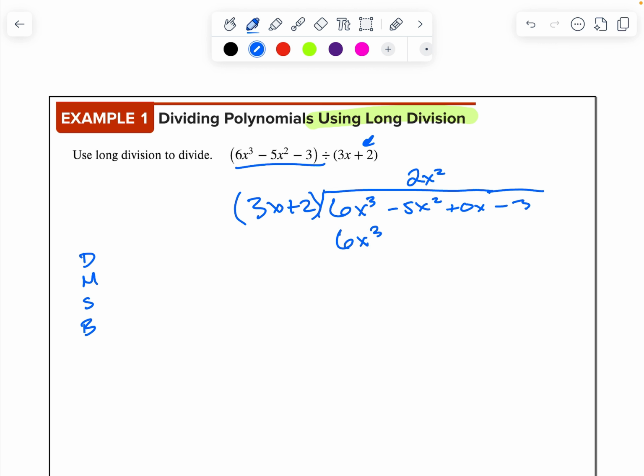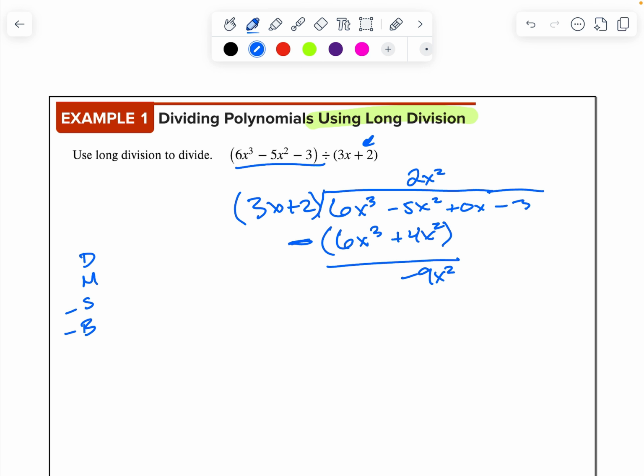2x squared times 3x is 6x to the third. 2x squared times 2 is plus 4x. And you know that you've done the step right if these two items here match up. Because the next thing we want to happen is when we subtract, those two items will go away. 6x to the third minus 6x to the third, those go away. We are subtracting that whole line, so I've got negative 5x squared minus 4x squared is going to be negative 9x squared.